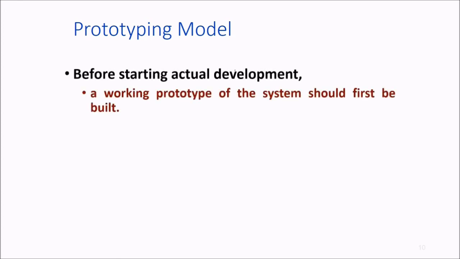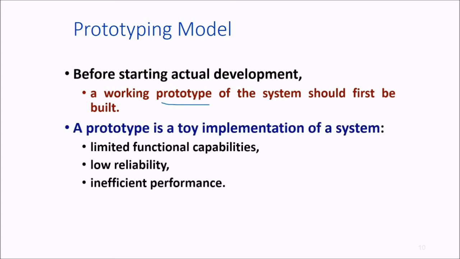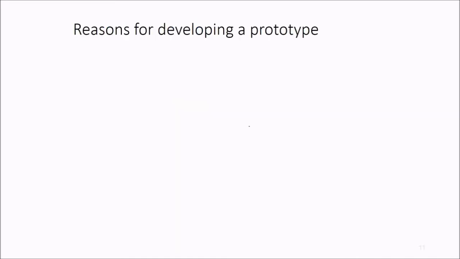Now we are coming to the prototyping model. What is this prototyping model? Before starting actual development, we prepare a prototype, right? We build a prototype of the system. This is just a toy implementation of a system. If we make an analogy with a building, we make a model first. And this toy implementation has limited capabilities. It is not reliable. The performance is also not good.